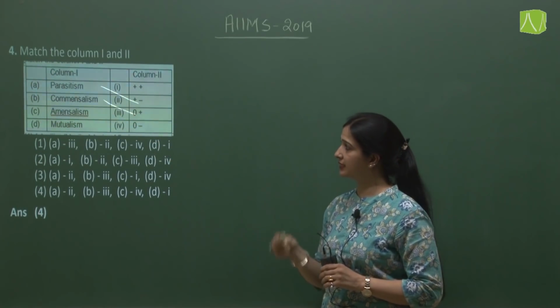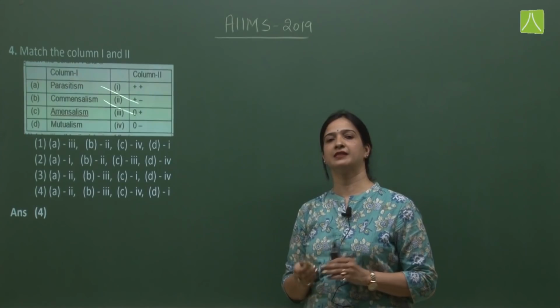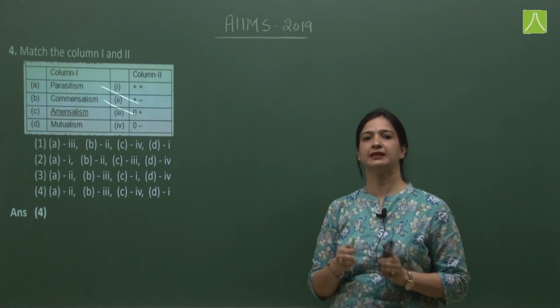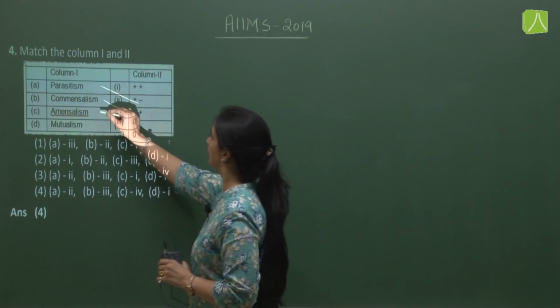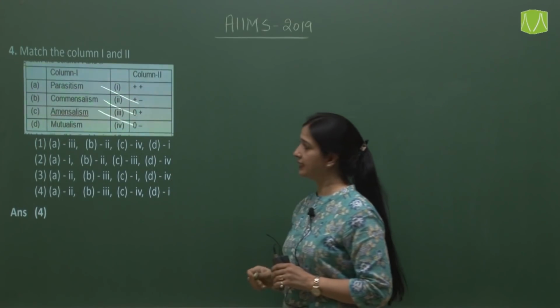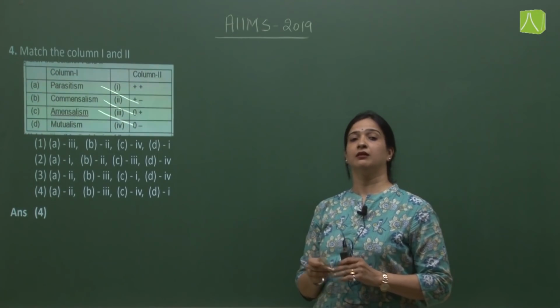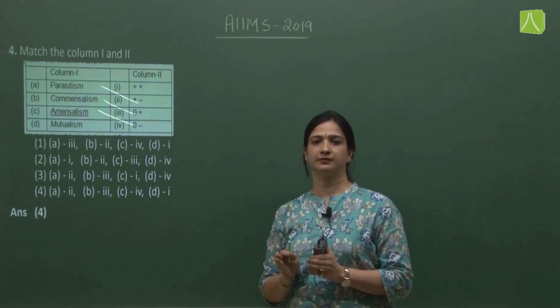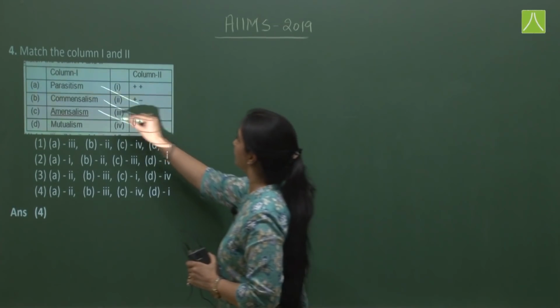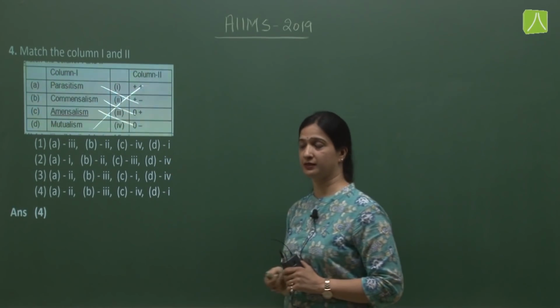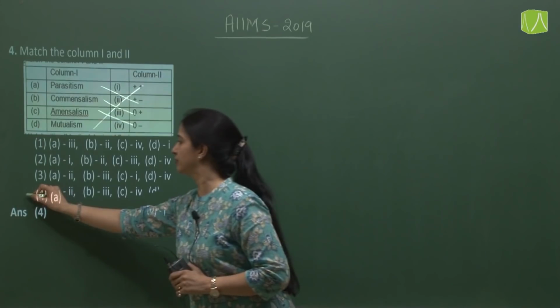If we talk about the C, that is amensalism. Amensalism is the interaction in which one is harmed while the other remain unaffected. So it will correlate with 4. And D, mutualism. Mutualism is the interaction in which both the organisms are benefited from each other. So it will be plus plus. So here the correct option is 4.